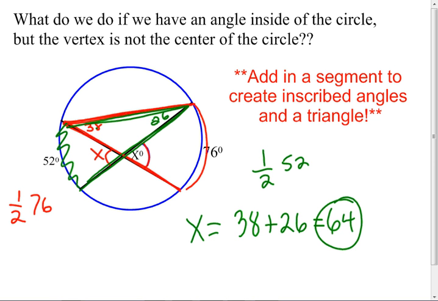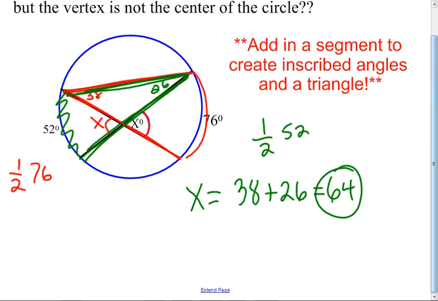Does it work for a central angle? Absolutely it does. I'll let you draw your own pictures and do that. So all I did was I drew an extra line here. Hopefully they're not going to make you do that because I think that's hard to think of. And that's it.